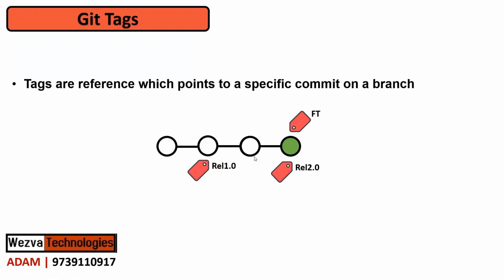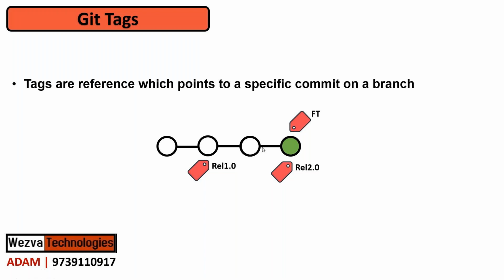And remember, one commit ID can have multiple tags associated. However, one tag cannot be applied to two commit IDs at the same time. So as you can see in the diagram, each commit ID has its own tag.